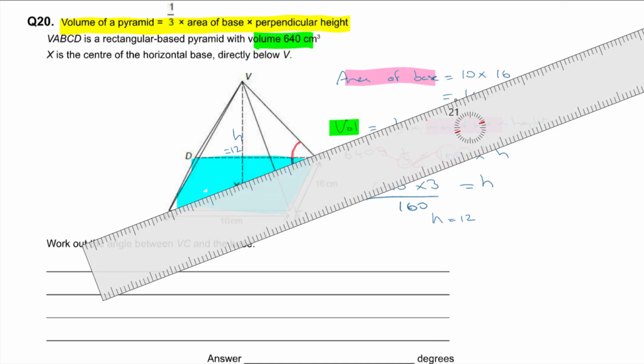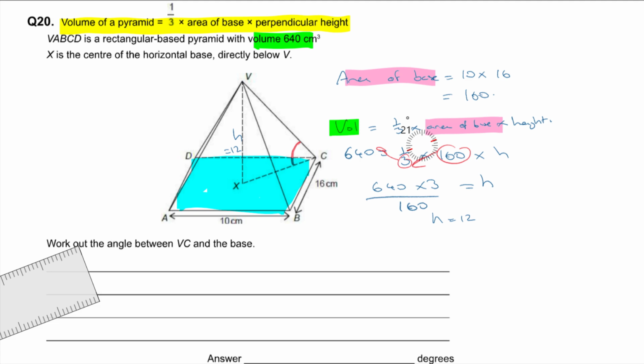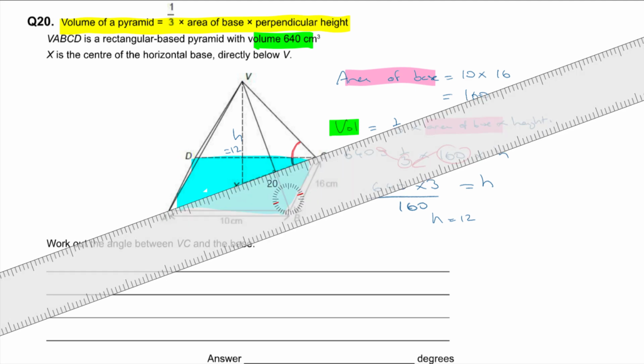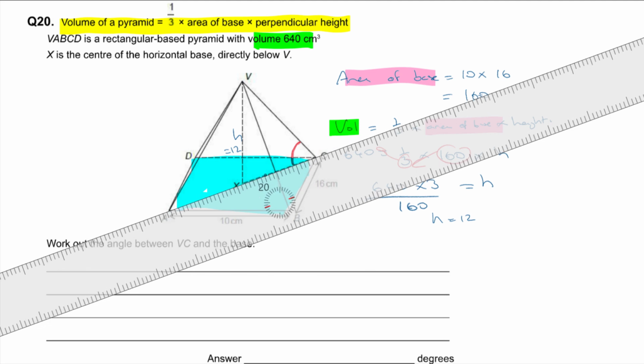Ooh, why's my ruler gone over there? Well, that's behaving very strangely. It doesn't normally do that. Glitchy virtual ruler. So let's just, oh, it's behaving itself again now.